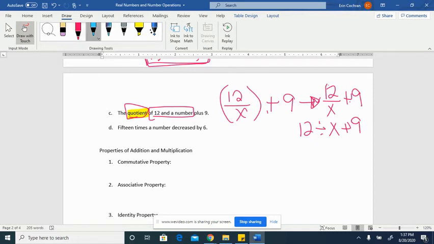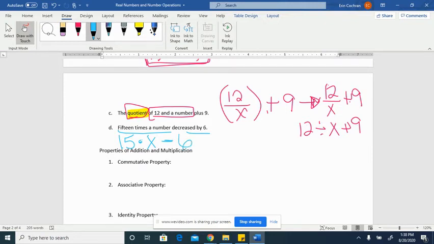All right, the next one. 15 times a number decreased by 6. So this one, there's no answer to anything, so we're just going to go in order. So 15 times a number, x, decrease means minus 6.